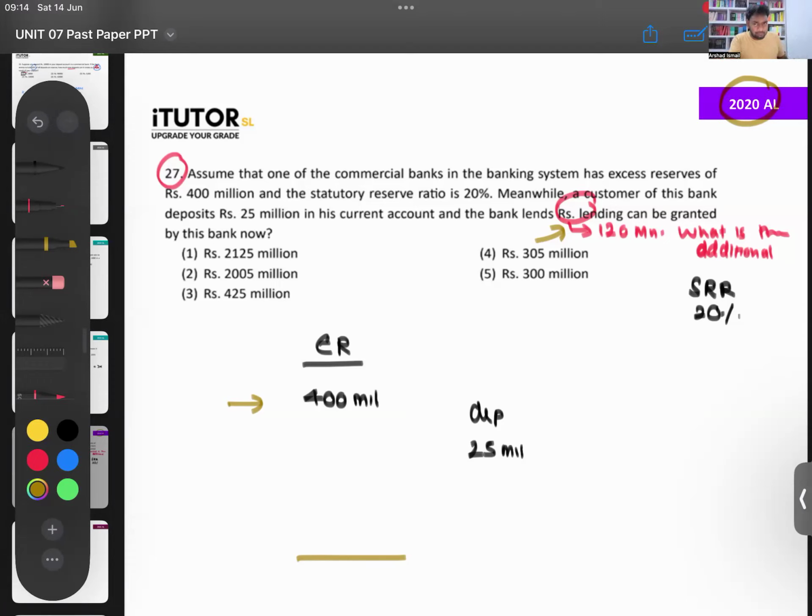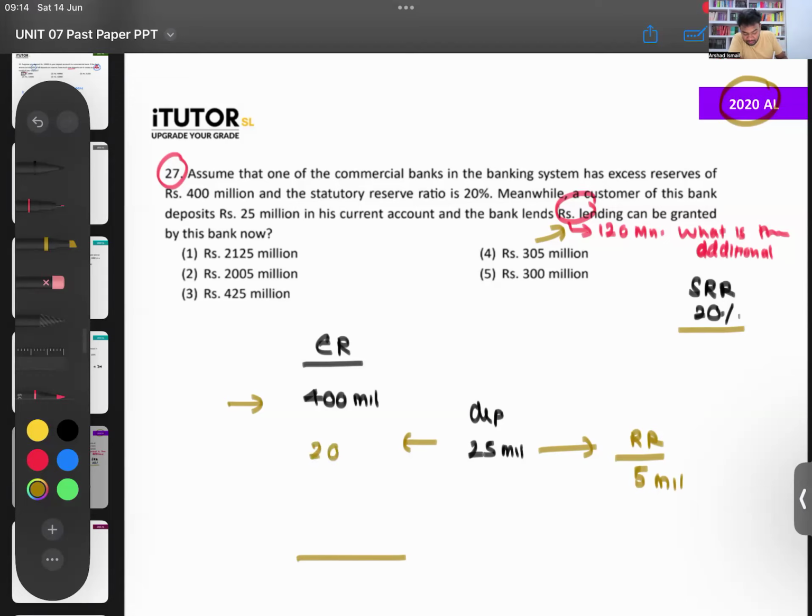Okay. So there is 400 million of excess reserve, which they could have given out as lending. But after that, a customer came and put another 25. If SRR is 20%, from this 25, how much should they have kept as required reserve? From this 25, they should have kept 5 million. That means the balance 20 million goes to excess. That is what you can give out as loans, no? So the balance 20 million is now here.